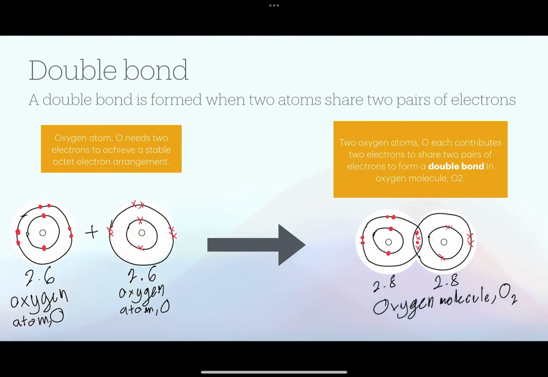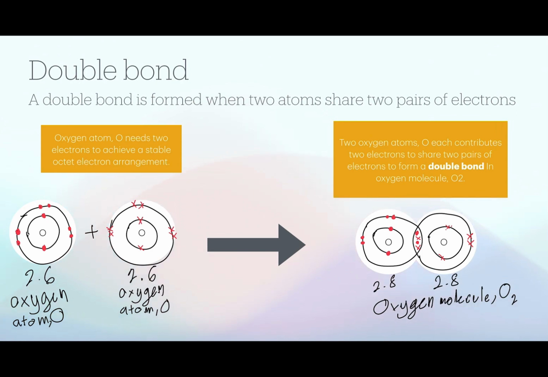Double bond. A double bond is formed when 2 atoms share 2 pairs of electrons. Oxygen atom, O, needs 2 electrons to achieve a stable octet electron arrangement. 2 oxygen atoms, O, each contributes 2 electrons to share 2 pairs of electrons to form a double bond in an oxygen molecule, O2.